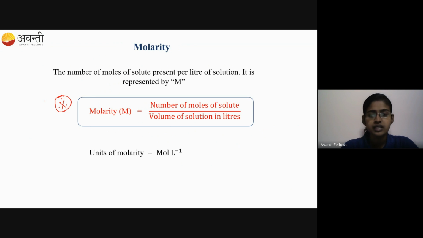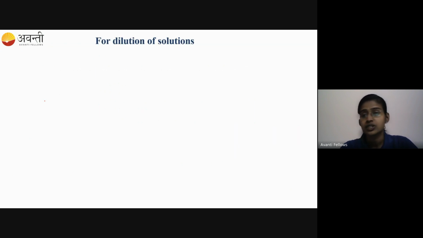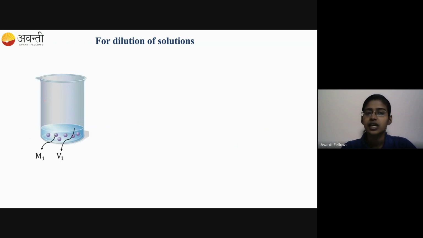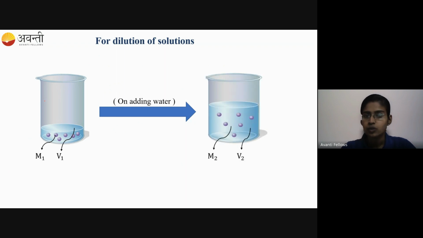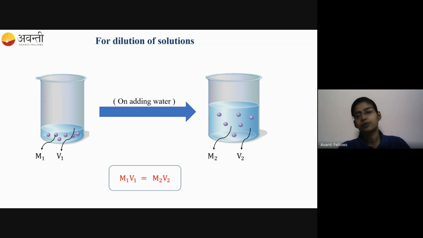Then coming to the next, dilution of a solution. Suppose initially I have a solution with molarity M1 and volume V1. Now I add water to the solution. On adding water, the volume will increase, right? But the number of particles present inside the solution remains the same. So now the molarity becomes M2 and the volume becomes V2. Now we have one relation: M1 V1 is equal to M2 V2. Clear? So if I am diluting the system, then M1 V1 will be equal to M2 V2.